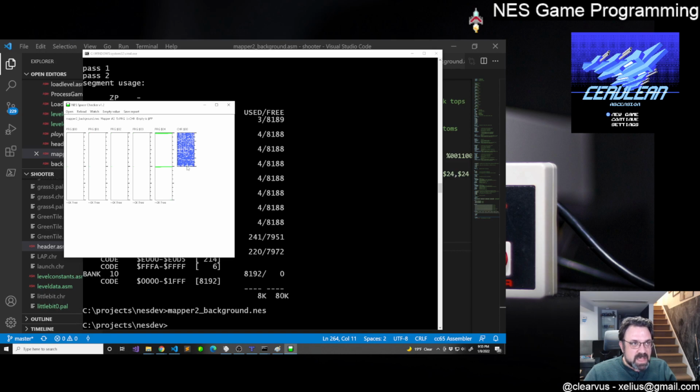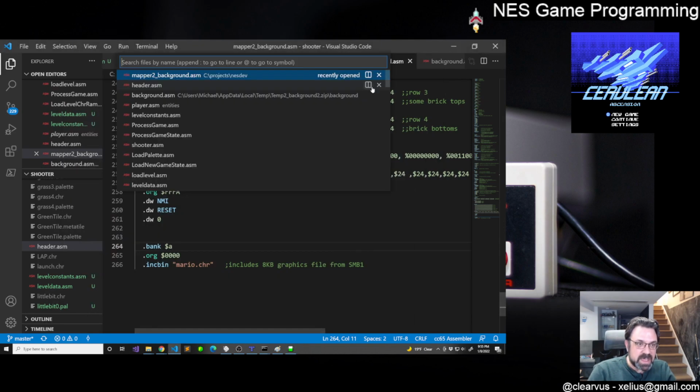I know this has not much to do with the game specifically right now, but I figured it was worth talking about this because, again, people seem to be really confused about banking and how it works. And I know this is specific to Mapper number 2, but the concepts apply to everything. And it's also specific to NESASM in terms of the bank sizes, but the concepts are the same.